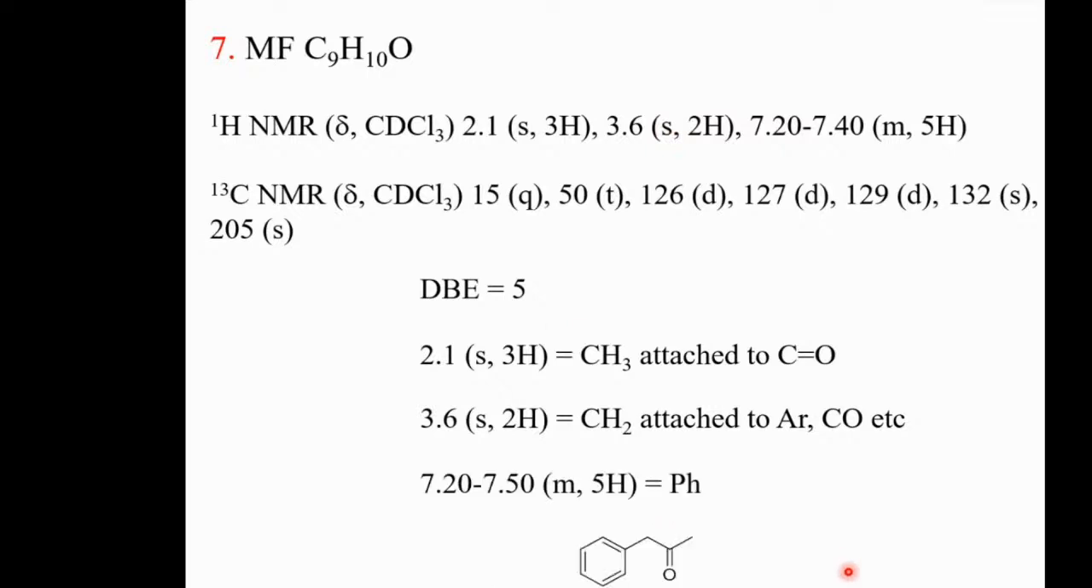Phenyl. So the structure, I think I have not even utilized the carbon-13 data, which is not really necessary. But we can always compare the data. The peak coming at 15 as a quartet is the methyl. That coming at 50, again aliphatic region, as a triplet is the methylene, and it is flanked by the aromatic ring and the carbonyl group. The corresponding proton chemical shift is 3.6. And then you have 1, 2, 3, 4 aromatic carbons. And the singlet is for this one, the quaternary carbon. So it is quite simple.